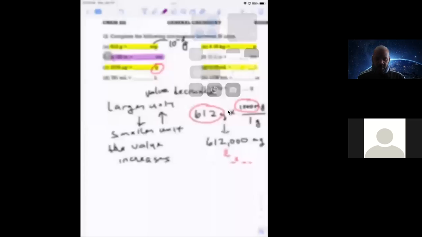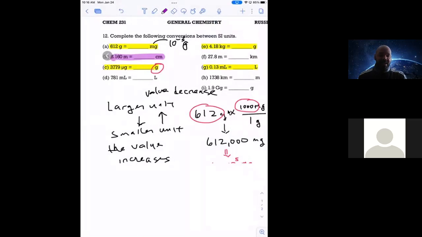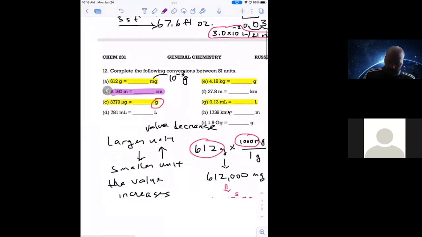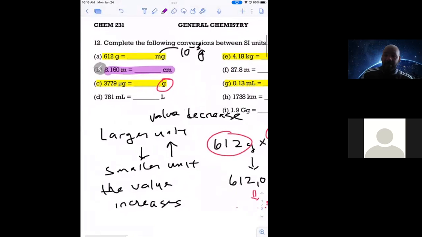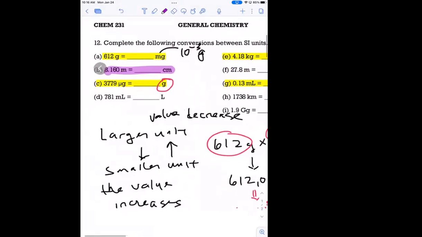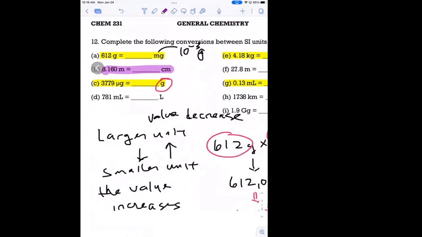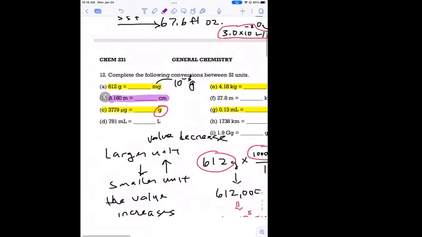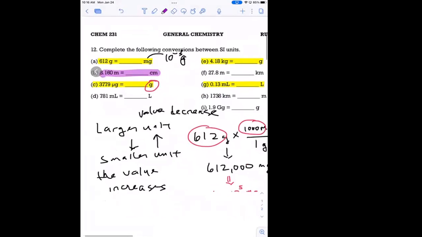Keep in mind our base units, because we can always go back to the base units. If we're in a particular unit, we can always go back to the base. So when we want to go from meters to centimeters, we can do that. It gives us 8.160 meters.